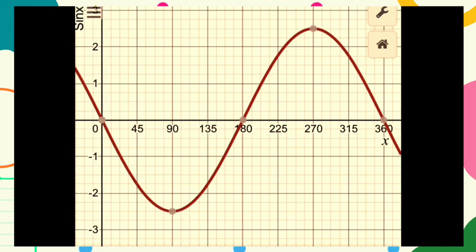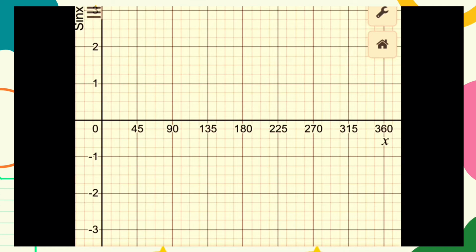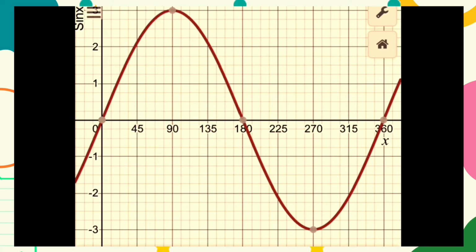So I'm going to increase it to, let's say, 3. Function is sine x. So you will see the maximum point is at 3, and the lowest value for the trigo function is negative 3. So I have explained changes of the amplitude.